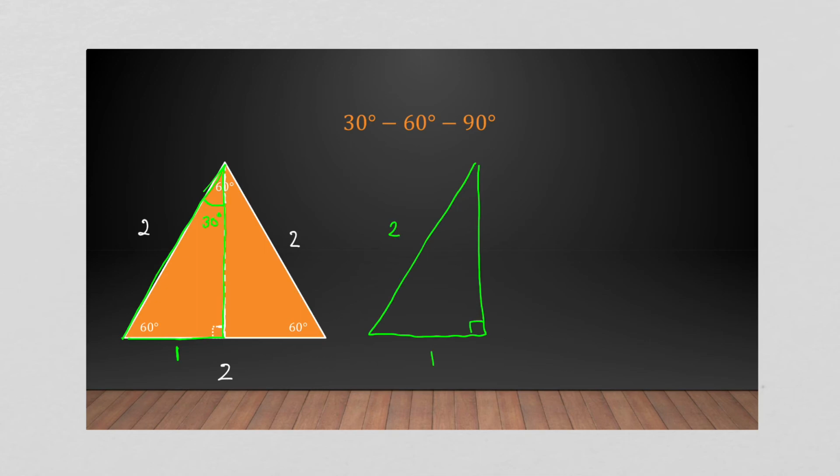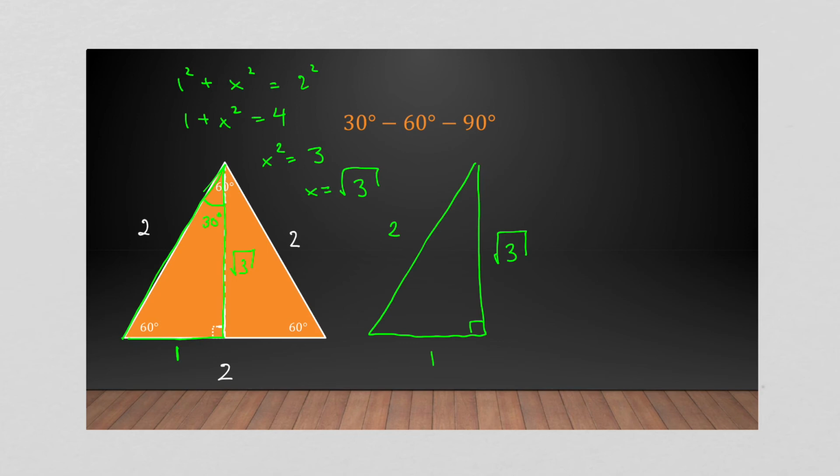angle. So if you use the Pythagorean theorem, you're going to have 1 squared plus, I'll just use x for now, x squared equals 2 squared. So 1 plus x squared equals 4, x squared equals 3, x equals the square root of 3. So the height of that triangle is the square root of 3. So from here, we get our 30, 60, 90 ratios.